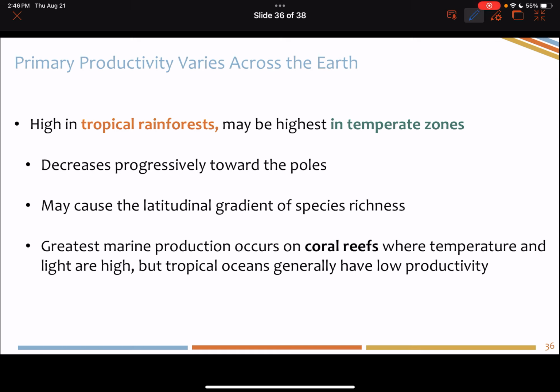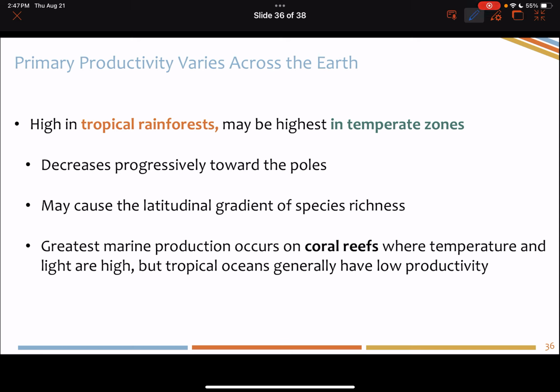And so what this is going to do is cause that latitudinal gradient in species richness. We talked about this in chapter 44, part 1 video, where we talked about richness and diversity, and we said that as you move away from the equator and towards the poles, your species richness, or the number of species that you find, is going to decrease. And that is partly related to primary production.